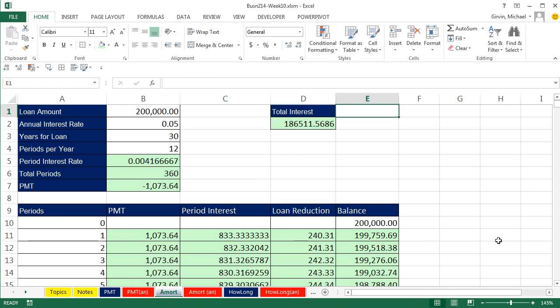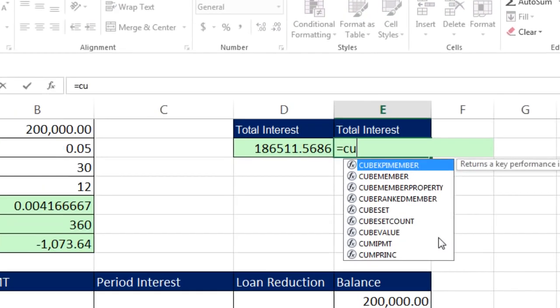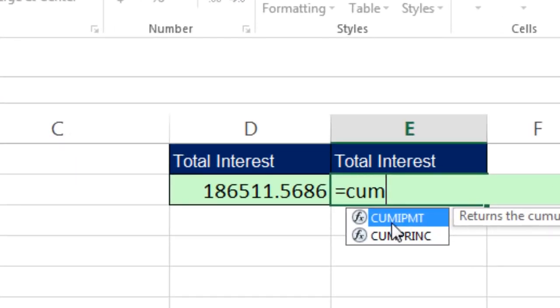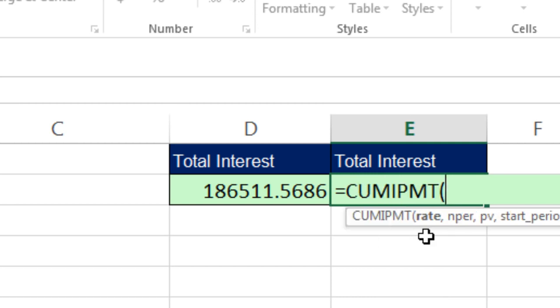And I want to show you another option too. There's a function called CUMPRINC. PMTI, which would be the cumulative payment interest. So let's see if we can copy this, Control C, Control V, and I'm going to try a different function, equals CUMIPMT. CUMIPMT, which is CUM for cumulative, I for interest, and PMT for payment.